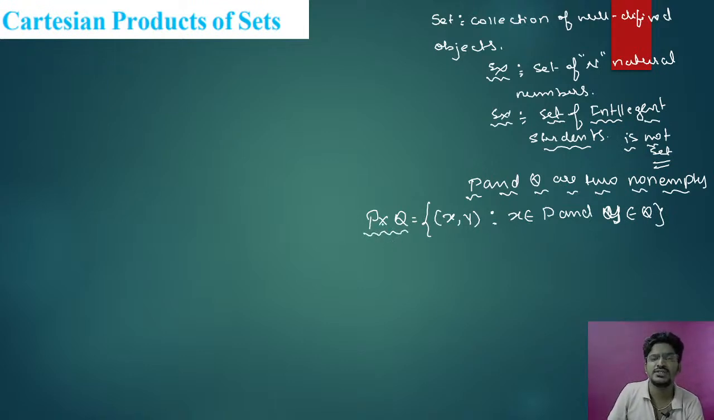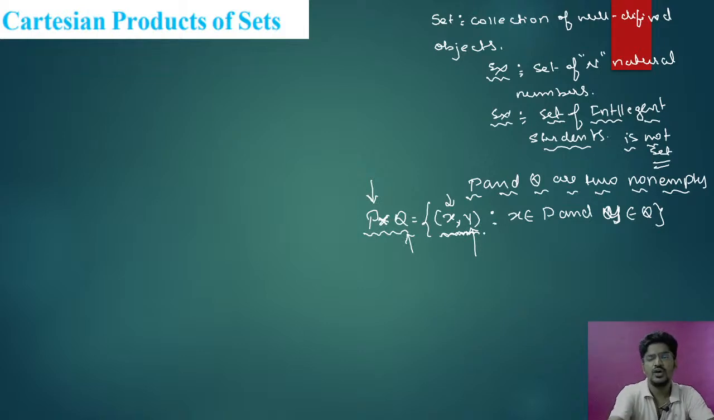Cartesian product means P cross Q. This is not multiplication. This is cross product. Cross product is not the same as multiplication. First keep it in your mind: multiplication is different, cross product is different. Cross product means a collection of ordered pairs in the form (x, y), such that the first element comes from P and the second element comes from Q. That is your Cartesian product.